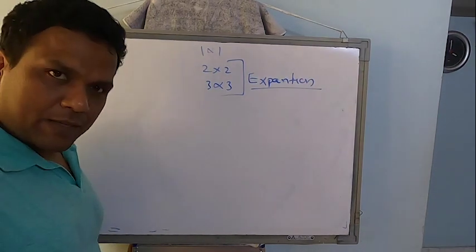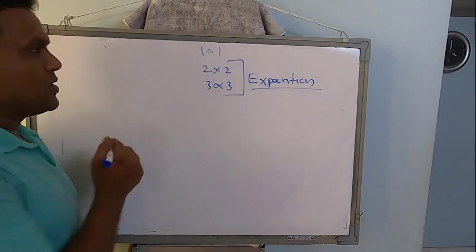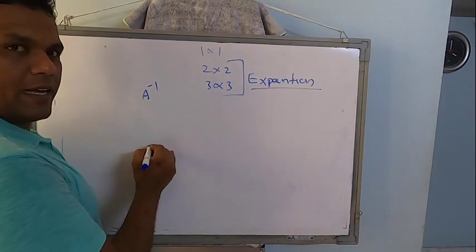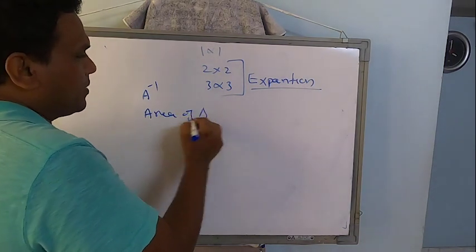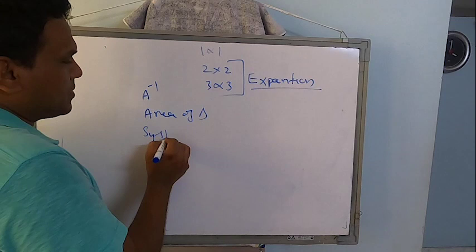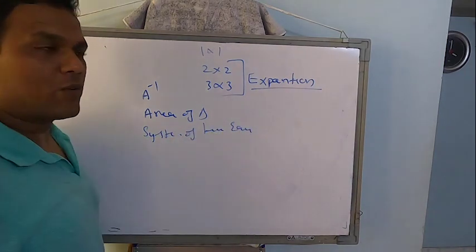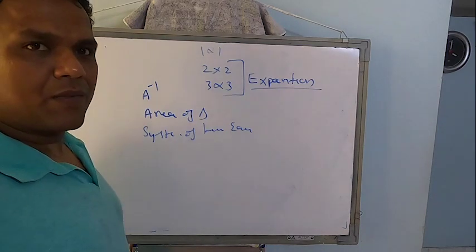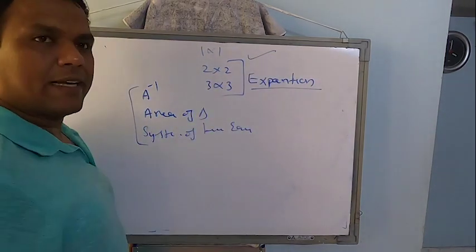And if you learn this expansion, the rest of the things follow. I told you what the practical applications are. One is to find A inverse, the other is to find the area of a triangle, and solving systems of linear equations. These are the three practical applications we are going to study using determinants. To study all this, first you should be ready with this expansion, correct?